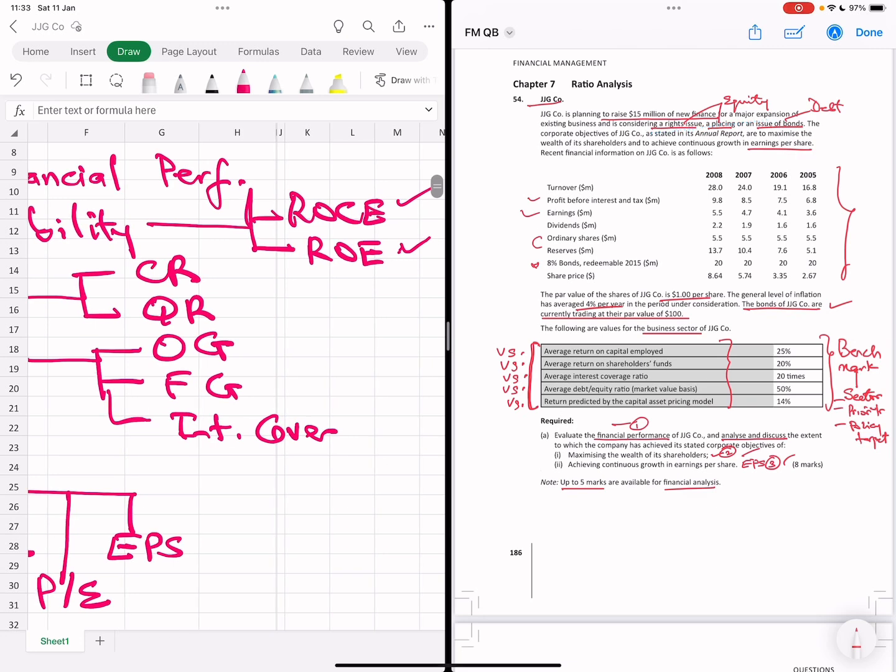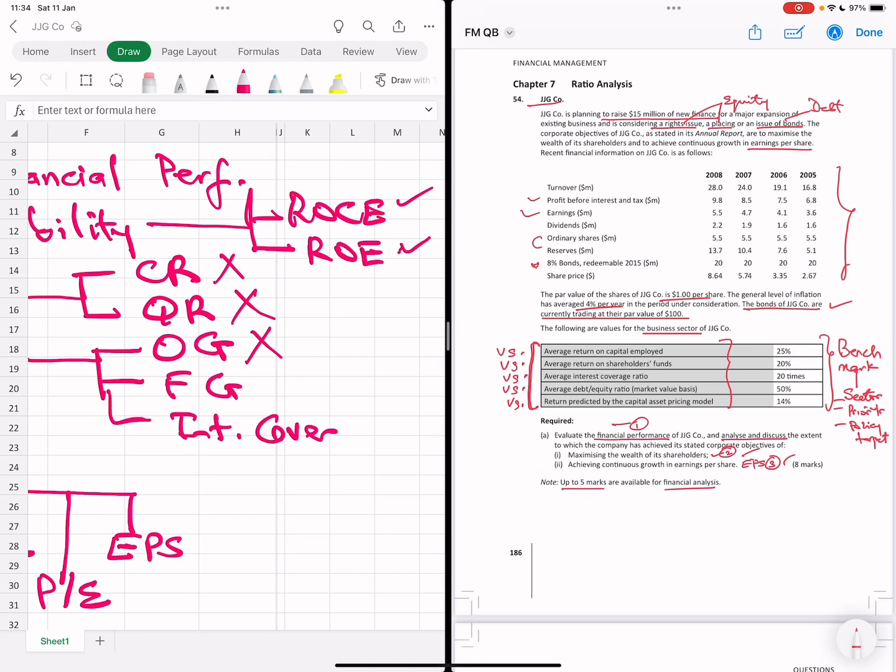Current ratio is current asset over current liability. We don't have that information. We can't do this. Likewise, we can't do quick ratio. So we know that we're not going to be looking at liquidity ratios in our analysis. Operating gearing, we need our fixed cost to be able to do that. Contribution, can we do contribution? No, we cannot do contribution. We only have PBIT. So operating gearing cannot be done.